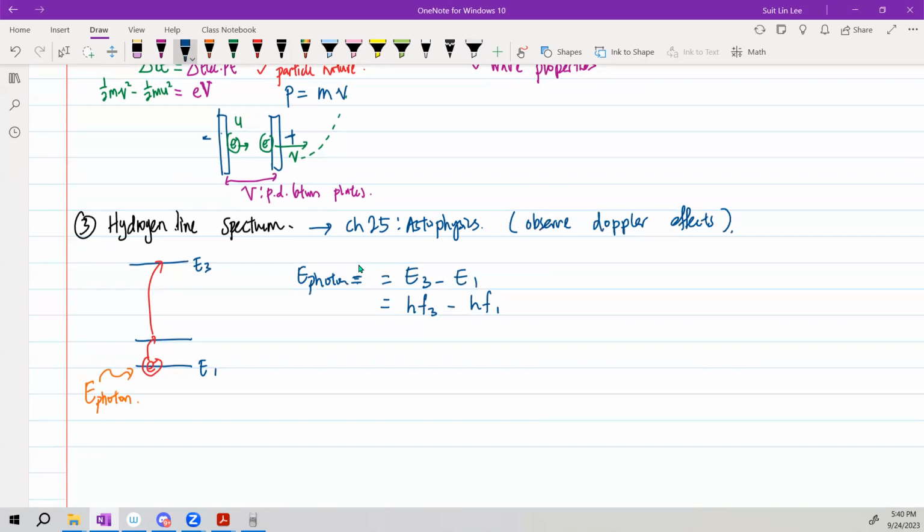So all the energy levels can be changed to hf3 minus hf1. Then this is the energy of the photon, hf. It can also be hc over lambda 3 minus hc over lambda 1. And this one is your hc over lambda. Okay, so the calculation for this is fairly straightforward. You can refer to your notes.